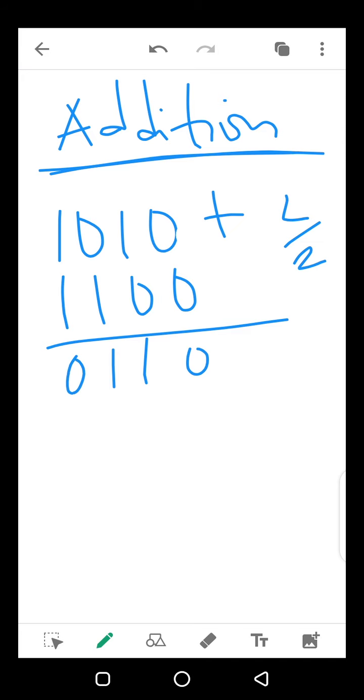And then the 1, we bring it to the back of this number. So what we are going to have is 10110 as the answer in base 2.